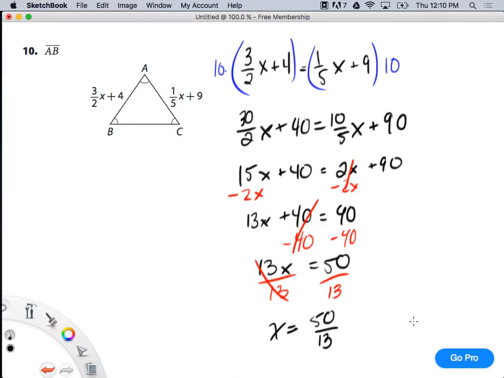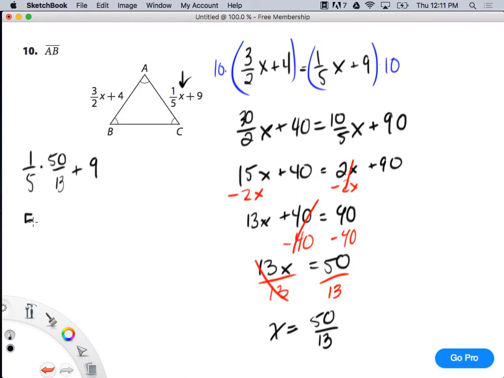Okay, so what do I do now? Well, I want to solve for side AB, so I just plug it in for x. I can plug it into any of these, and I'm just going to choose to plug it in here. So I get 1/5 times 50 over 13 plus 9. Now, I could do 50 times 1 over 5 times 13, and I'm going to. But I could also notice that 50 divided by 5 is just 10, right? And so this just becomes 10 over 13. You see? That's the way that I would do it.